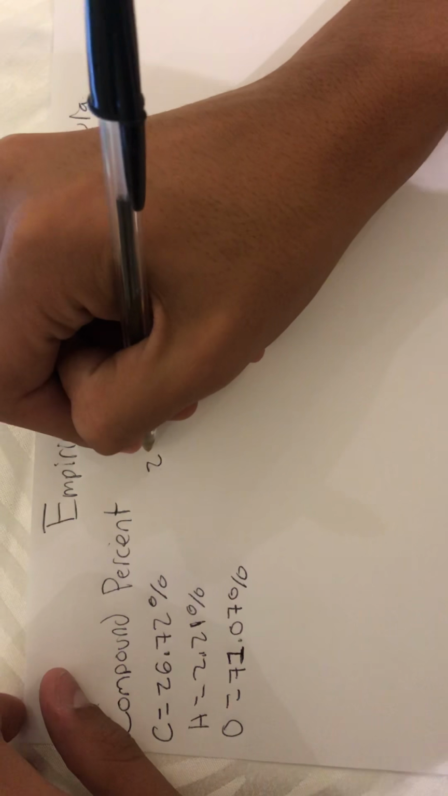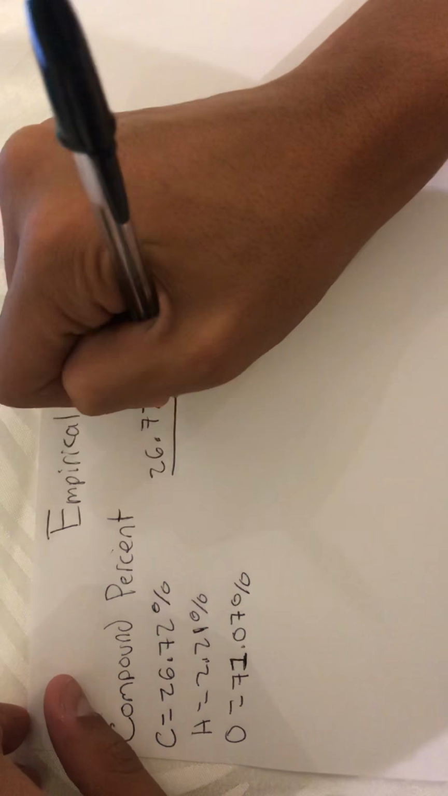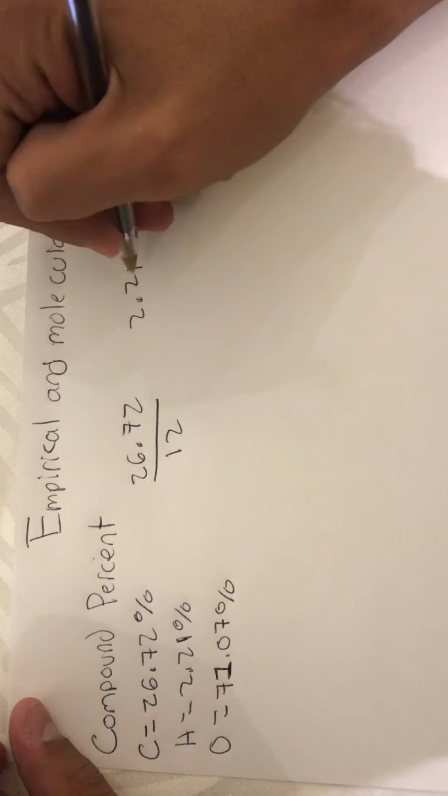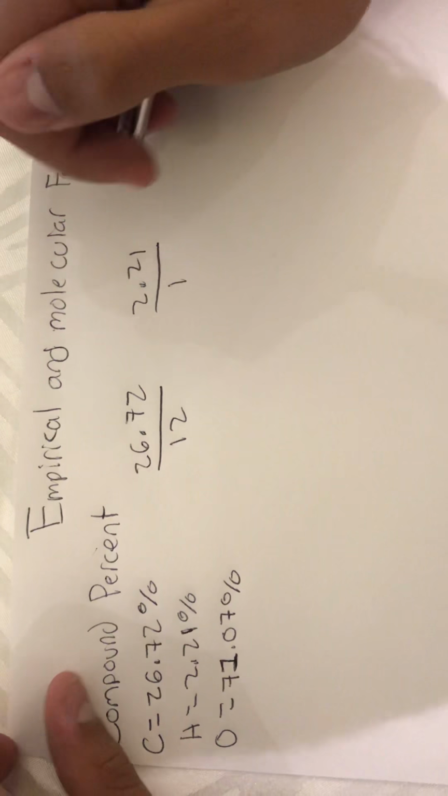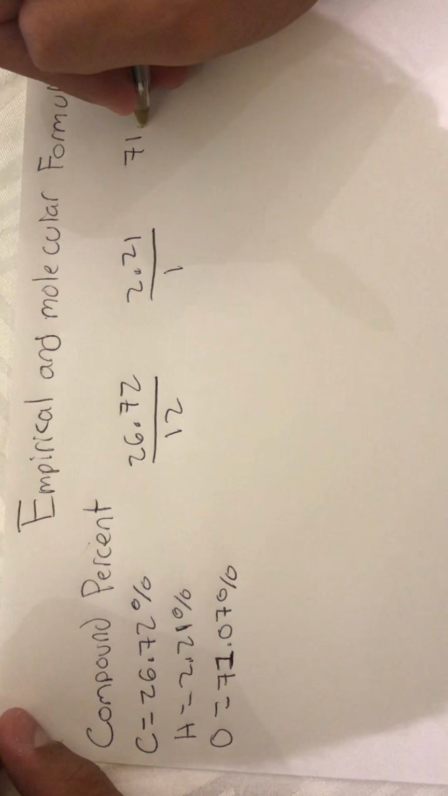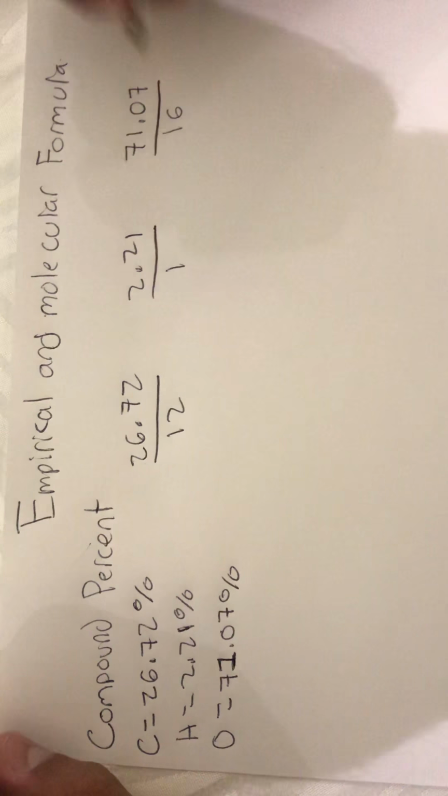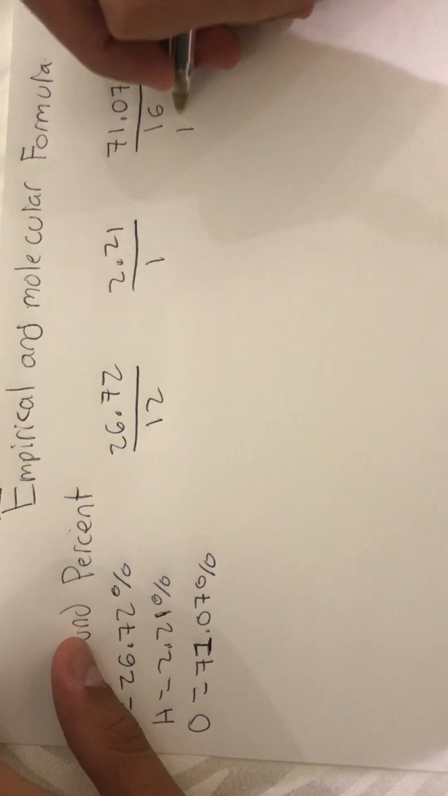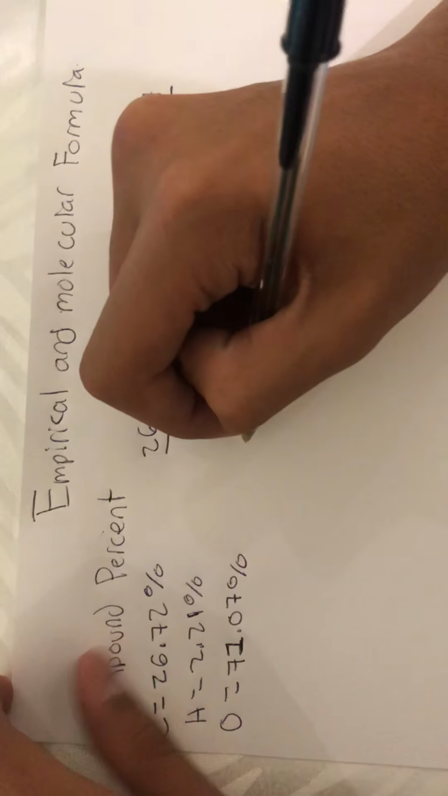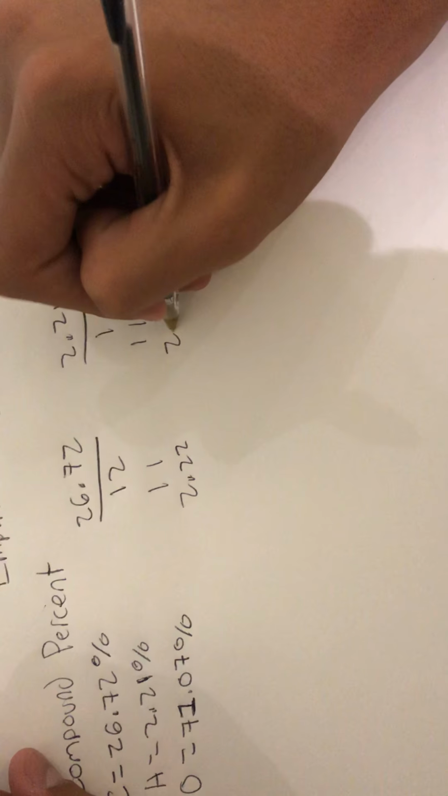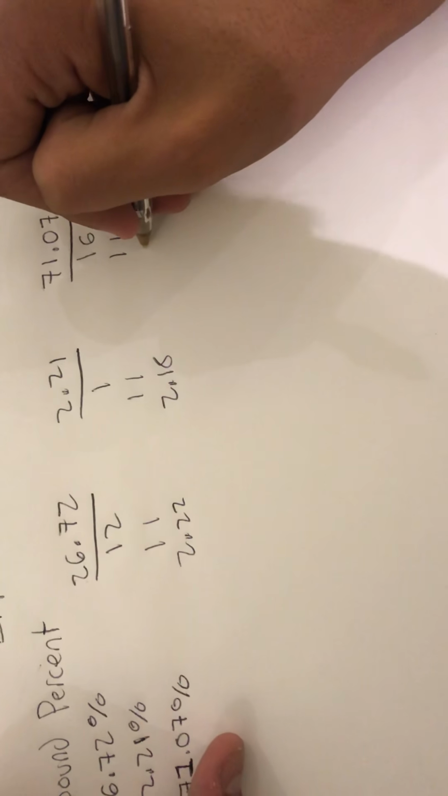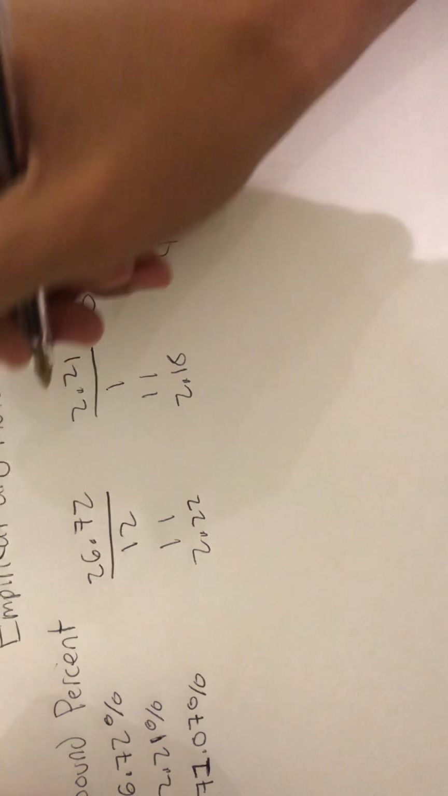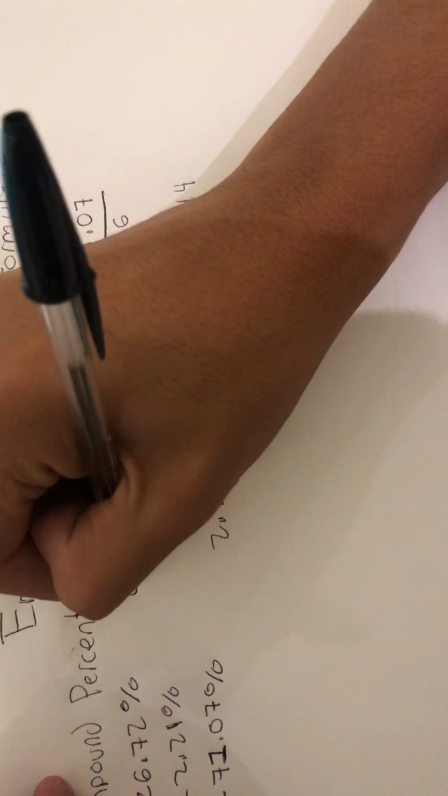So first we're gonna do 26.72 over carbon atomic mass, which is 12. Then 2.21 over hydrogen atomic mass, which is 1. And 71.07 over 16, which is oxygen atomic mass. Okay, after we do this, we're gonna put the results, which are 2.22, 2.18, and 4.44. So this would be oxygen, this would be hydrogen, this would be carbon.